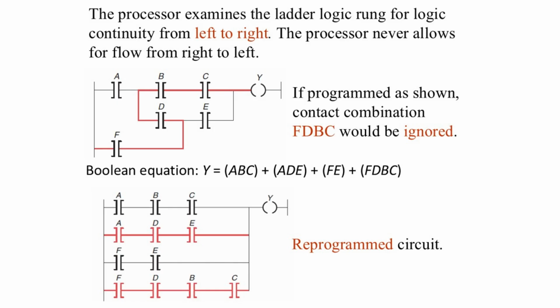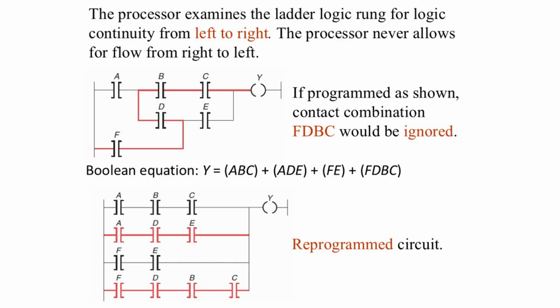The processor, however, will never evaluate logic in that direction. As a result, the contact combination FDBC would be ignored, even though it might look electrically valid on paper. The Boolean equation shown, Y equals ABC plus AD plus FE plus FDBC, includes all intended paths, but because the PLC cannot process backward logic flow, the last term, FDBC, would never be executed. The corrected version shown at the bottom rearranges the contacts so that all logic flows properly from left to right. Each valid path is now represented by its own rung, ensuring the PLC reads and executes every combination as intended.